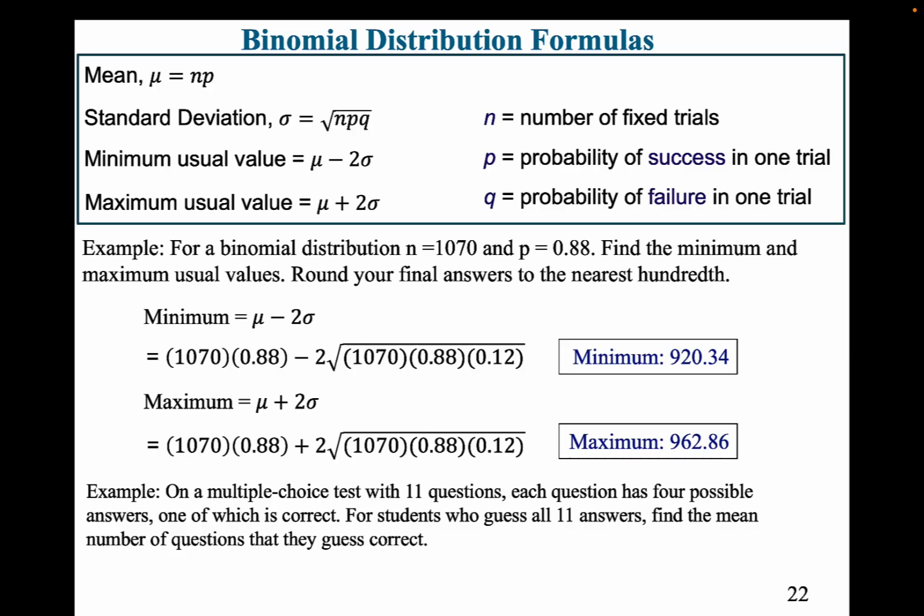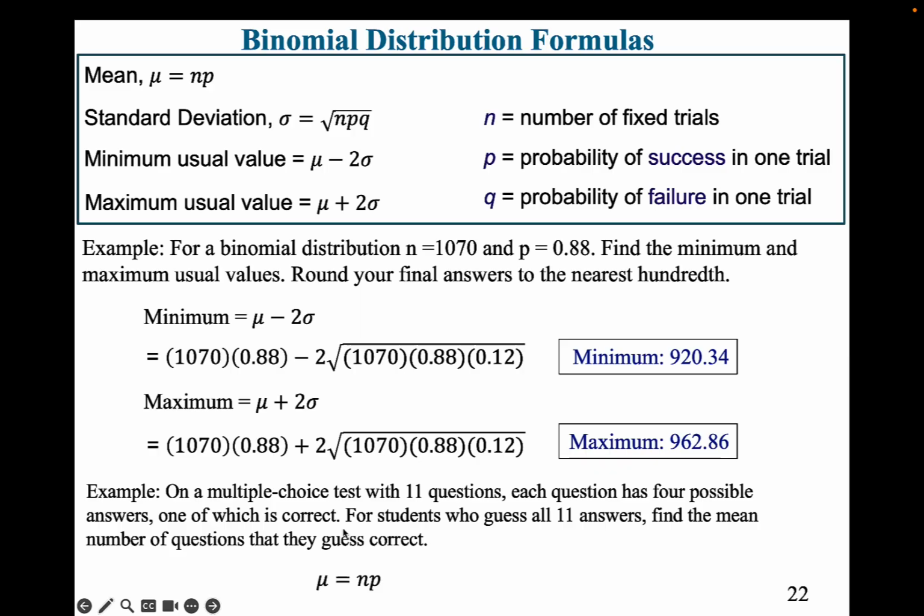Next example, on a multiple choice test with 11 questions. Each question has 4 possible answers. One of them is correct. For students who guess all 11 answers, find the mean or the average number of questions that they will guess correctly. Okay, this is a binomial distribution. We have a fixed number of trials, which is 11. The probability of guessing correctly on each question is 1 out of 4. Because see here in the wording, it says each question has 4 possible answers. That would be lowercase p equals 0.25.